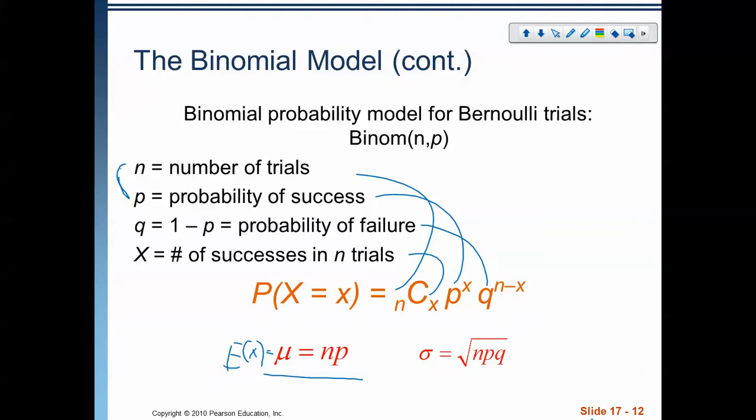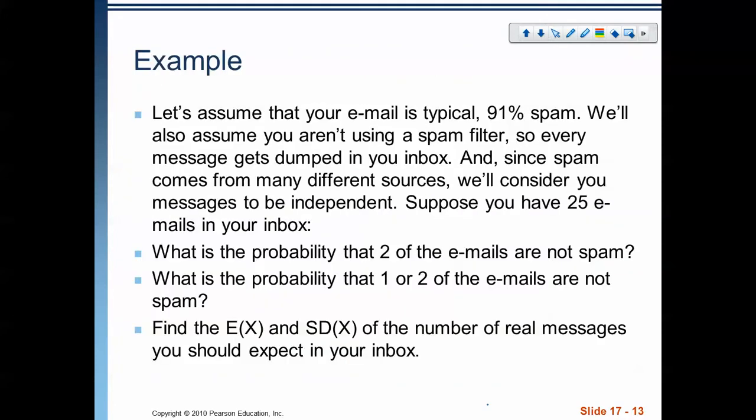So let's do an example together here, and then we'll do a bunch more in class tomorrow. Let's go back to the spam example. Let's assume that your email is typical, 91% spam. We'll also assume you aren't using a spam filter, so every message gets dumped in your inbox. And since spam comes from many different sources, we'll consider the messages to be independent. So suppose you have 25 emails in your inbox.